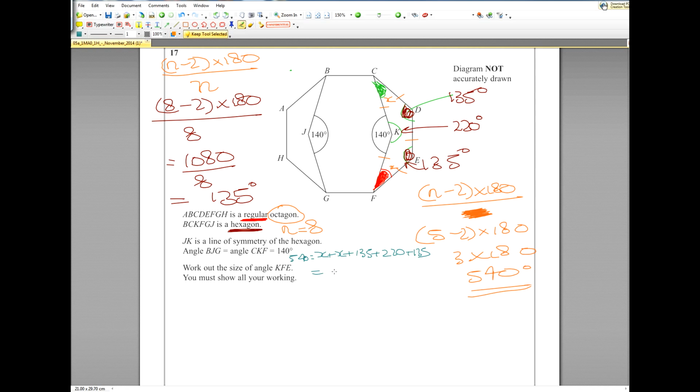Now, if I grab all of these and take them to the other side, we can say 2x is equal to what? What's 540 minus all of that? 50. 490. So 2x is 50. And then it's 25. So then x will have a value of 25.